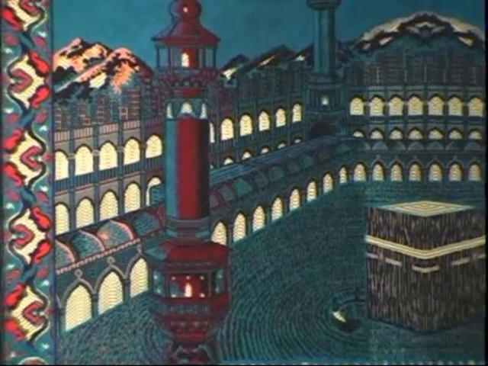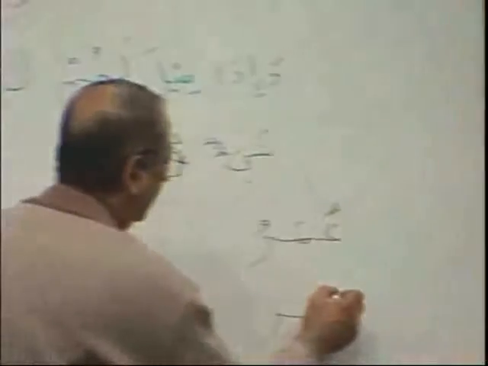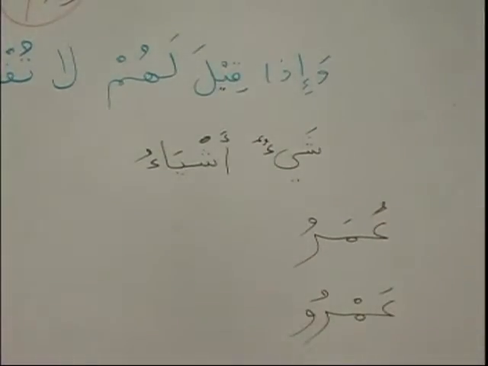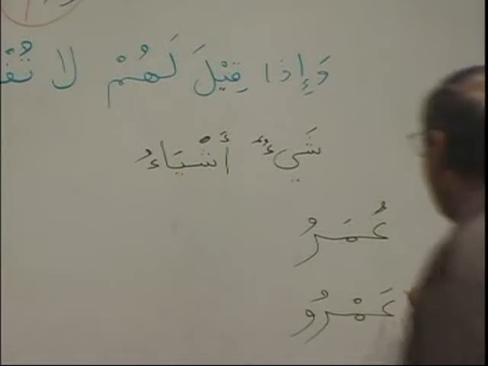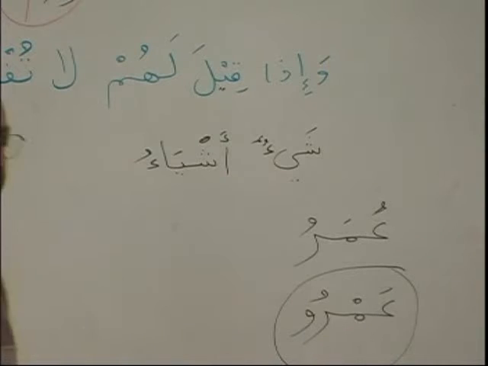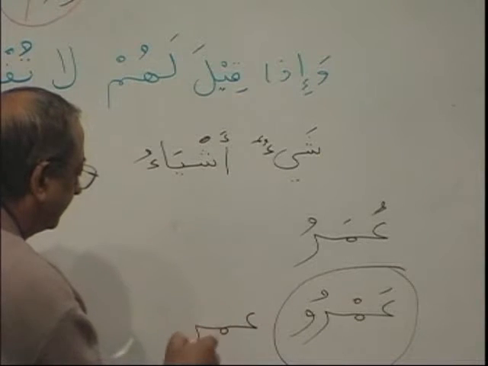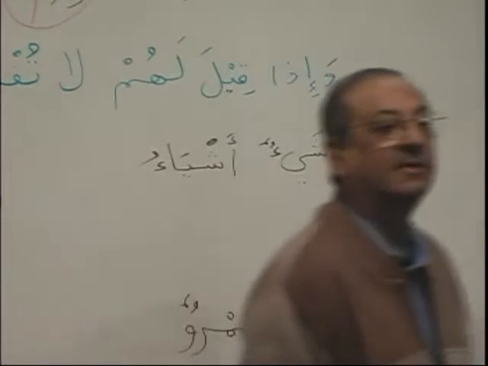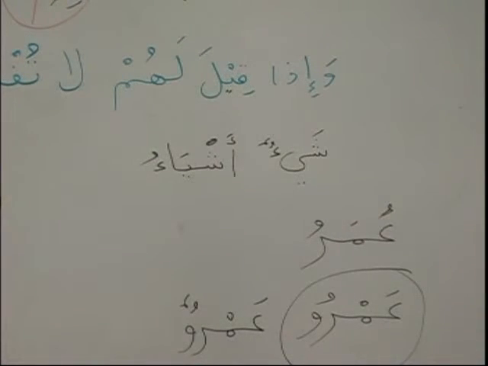Maza turidu anta ya Amru. See, Umar and Amru. Of course, in Canada, we don't hear this thing. No. This is not diptote, brothers and sisters. This is Amrun. Are you with me?